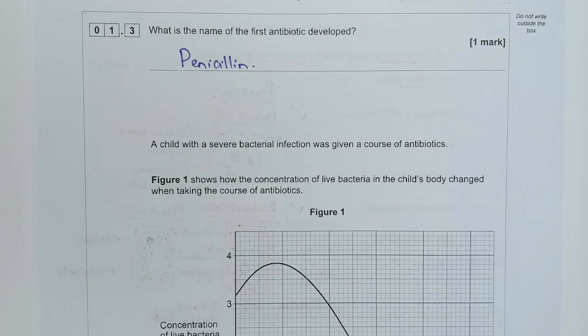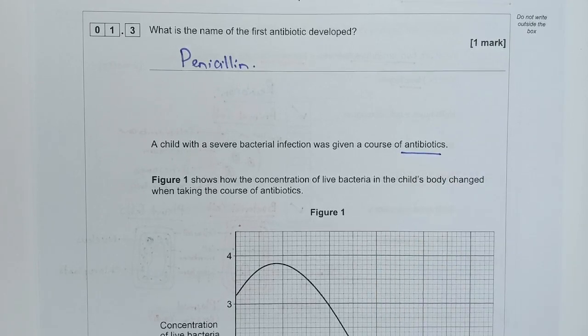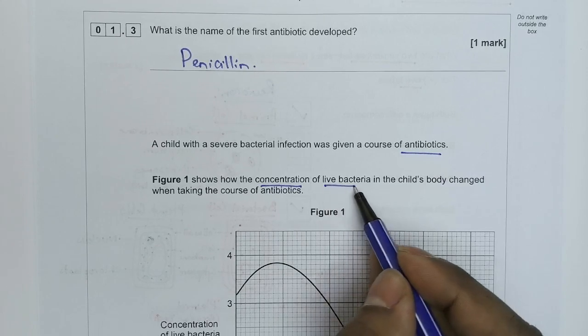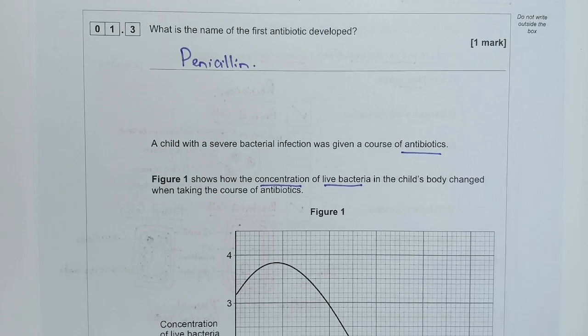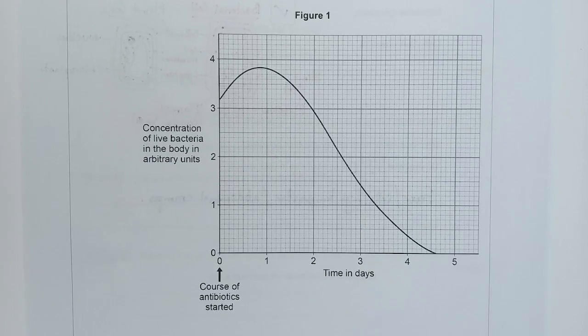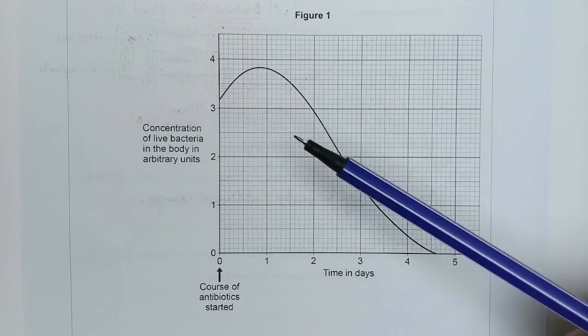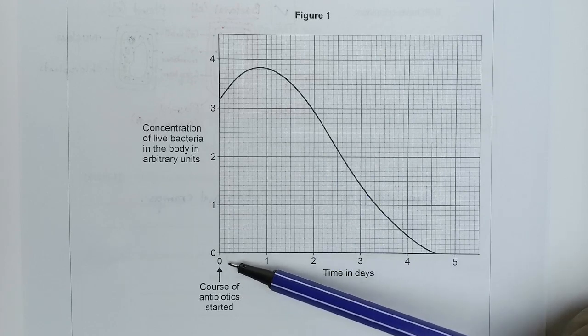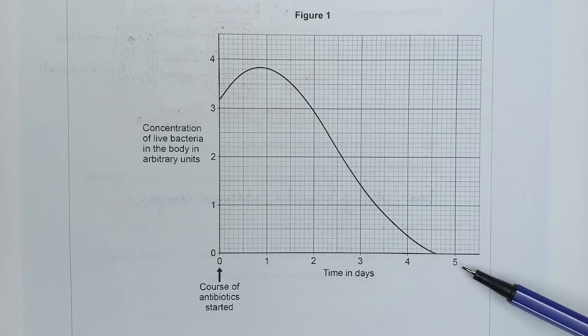A child with severe bacterial infection was given a course of antibiotics. Figure 1 shows how the concentration of live bacteria in the child's body changed when taking the course of antibiotics. So, let's have a look at the graph. As you can see on the graph in figure 1, the concentration of live bacteria is given in arbitrary units. The course of antibiotics started at 0. So the graph starts at the time when the antibiotic was given, and goes for the next 5 days.